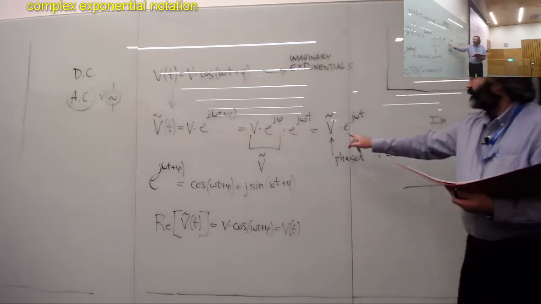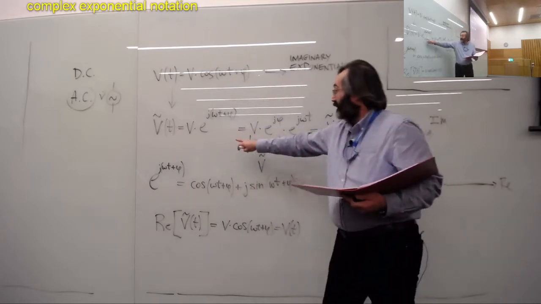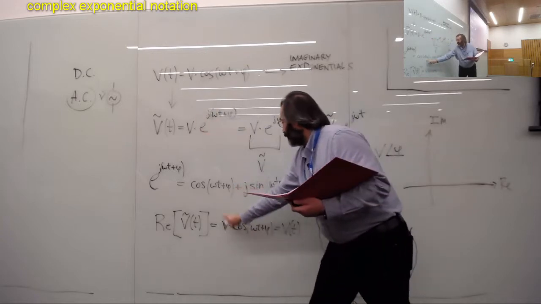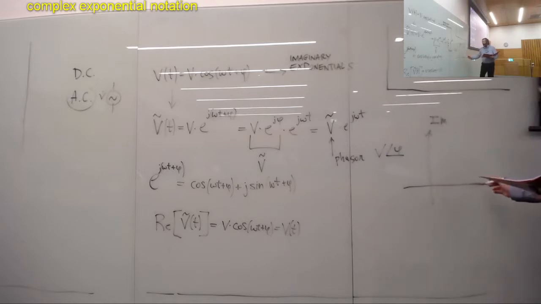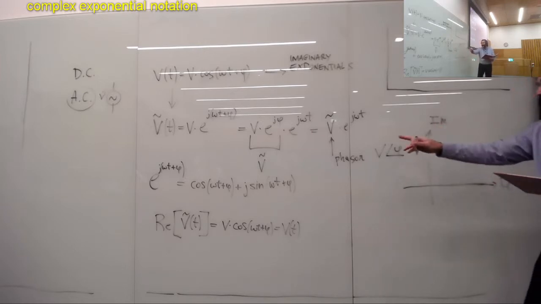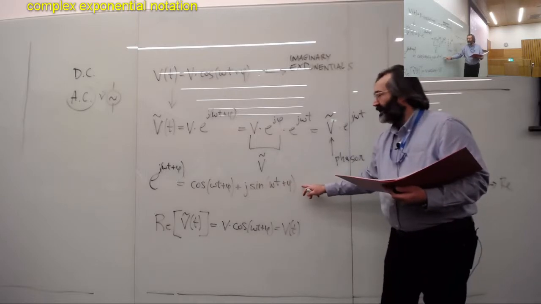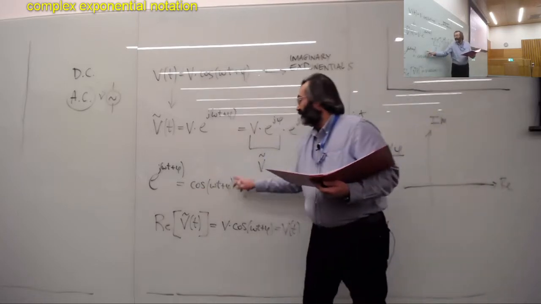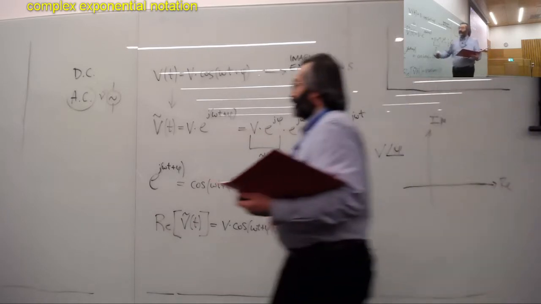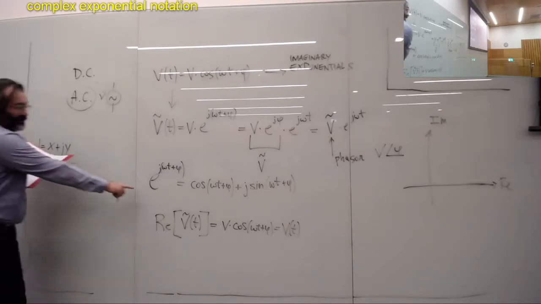So this imaginary quantity that I've written here, V is the amplitude, but this thing is cosine plus j sine. The cosine is the real part, so it is on this axis. The sine is on this axis. So effectively this is e to the j omega t plus phi. You remember from complex number theory, if you have a complex number A, that is x plus jy, the absolute value of this number is the square root of x squared plus y squared. Well, if you do that for this, you'll get one.